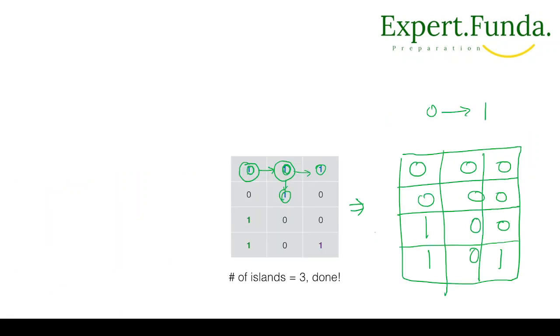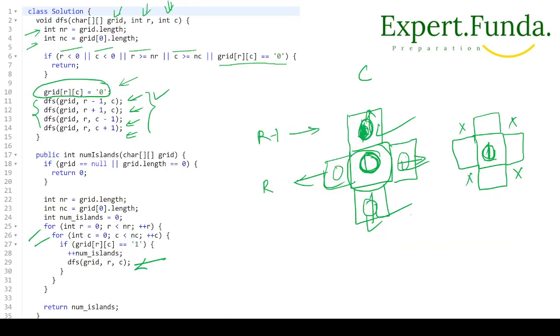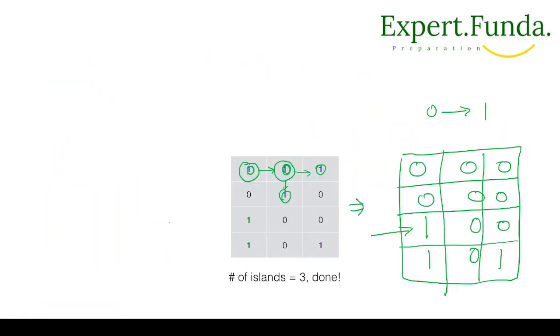Once we reach this position, we will find 1 again, which means this line of code will work again. The number of islands is now incrementing from 1 to 2. When we reach here, what will it be now? It is 0. So it will go to these directions, it will check, it's already 0. Now this will come down.